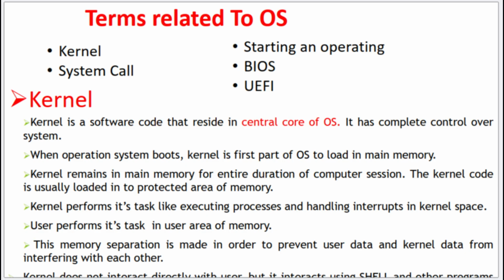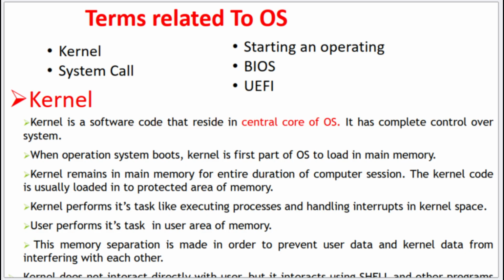Terms related to OS: kernel, system call, starting and operating, BIOS, UEFI. Kernel is a software code that resides in the central core of the OS. It has complete control over the system. When the operating system boots, the kernel is the first part of the OS to load in main memory. The kernel remains in main memory for the entire duration of the computer session. The kernel code is usually loaded in a top protected area of memory.